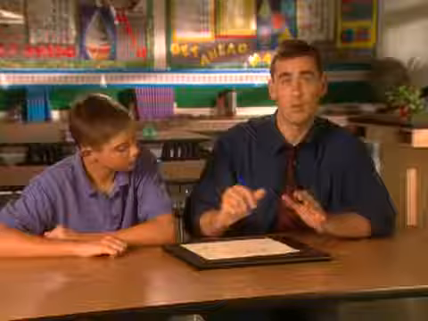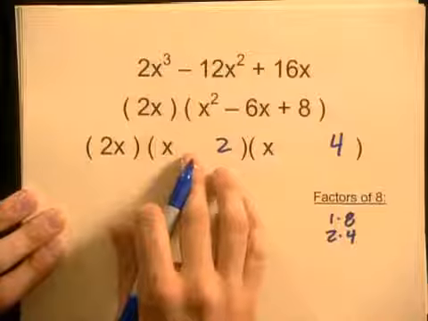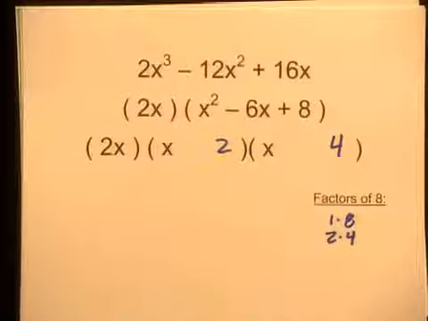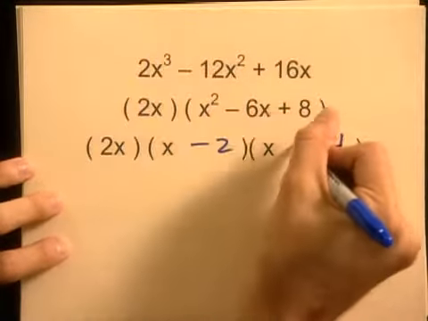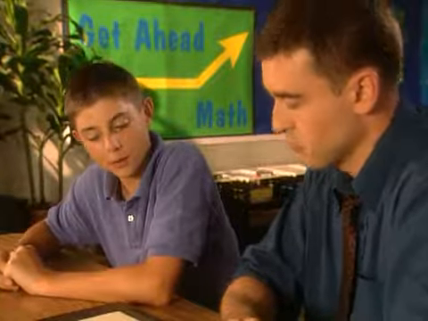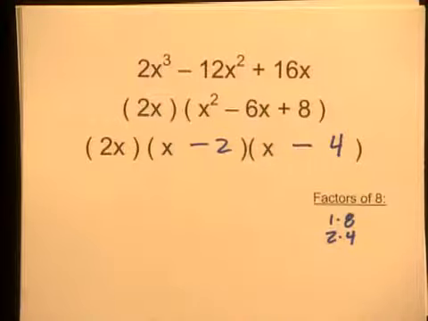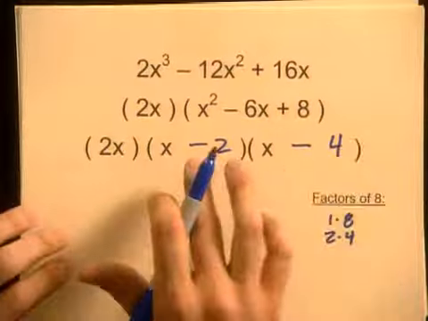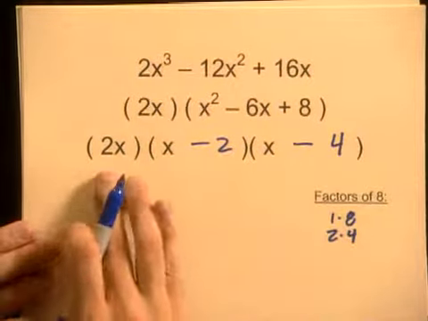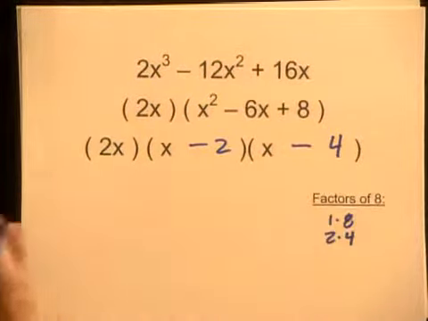And now, again, really the trickiest part of this is figuring out whether it should be a plus or minus here and whether it should be a plus or minus here. So what do you think, Casey? They should both be negative. That's right. Now, how come? Because negative 2 times negative 4 equals positive 8. Right. And negative 2 plus negative 4 equals negative 6. Negative 2x and negative 4x will make negative 6x. So this one is factored. It's 2x times x minus 2 times x minus 4.